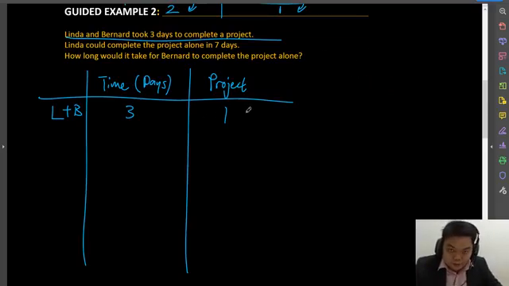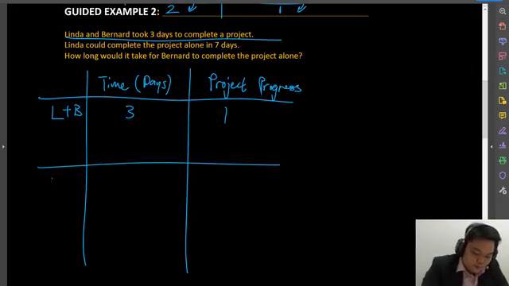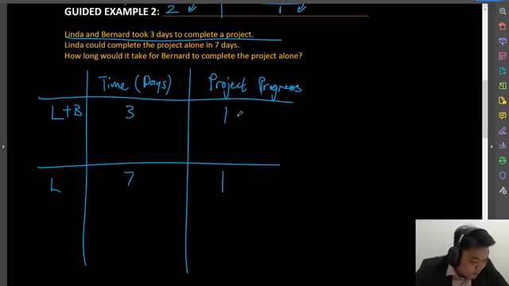Okay, so that is what the fraction and numbers represent. Maybe I should just be more specific here. Project progress. So now Linda alone needs 7 days to clear one project. Okay, why is it not 6 plus 6? Because they are both working in parallel. Okay, let me just show it to you in this example too.